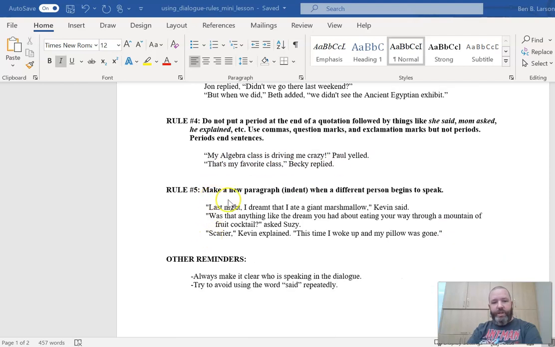Number 5, make a new paragraph, indent when a different person begins to speak. This is a tricky one for people. So we have a dialogue going back and forth between 2 people here. "Last night I dreamt that I ate a giant marshmallow," Kevin said. So a new person is talking. If Kevin keeps talking, you don't need to make an indent. It's just him keep talking in that paragraph. "Was anything like the dream you had eating your way through a mountain of fruit cocktail?" asked Susie. "Scarier," Kevin explained. "This time I woke up and my pillow was gone."